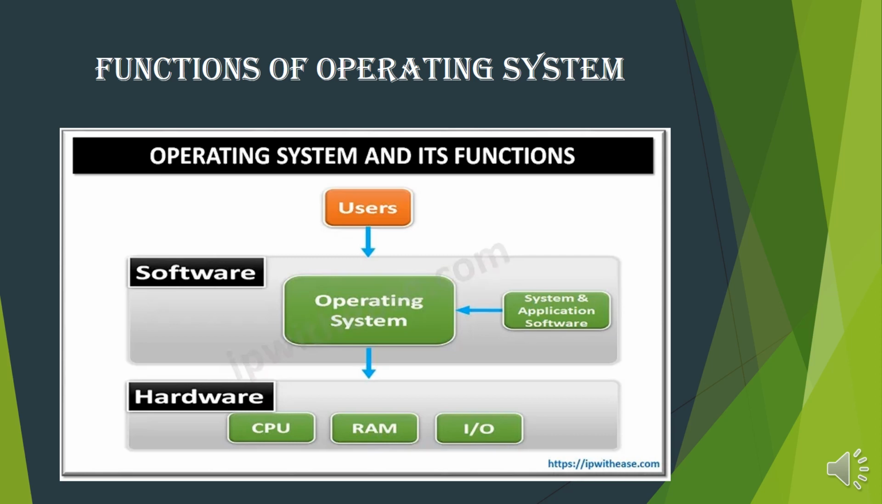Now, the functions of operating system. Operating systems and its functions, the most basic function of an operating system is to manage the hardware and the software. When we talk about the software, we talk about the system and the application software. And when we talk about operating system managing the hardware, we talk about the central processing unit, the RAM, and the input and output operations. That is what an operating system is.